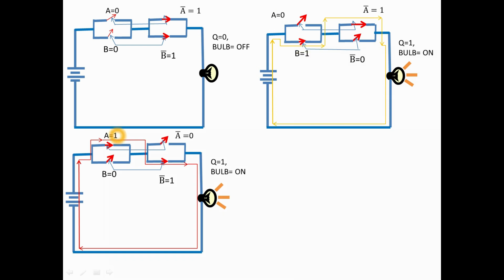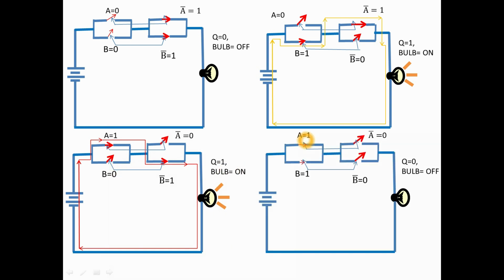Next, for 1 0. When A is equal to 1, B is equal to 0, A bar is equal to 0 and B bar is equal to 1. Then current flows through switch A and B bar to the bulb. Then the bulb is in the on state and the output Q is equal to 1. When A is equal to 1, B is equal to 0, the output is logic 1.